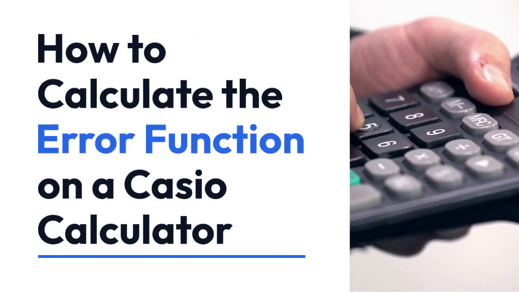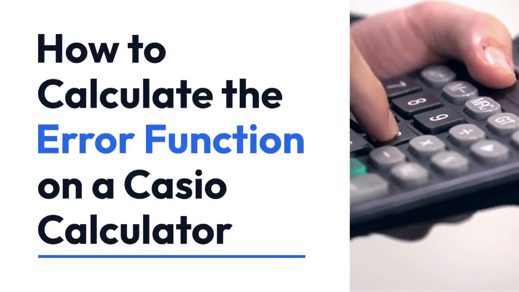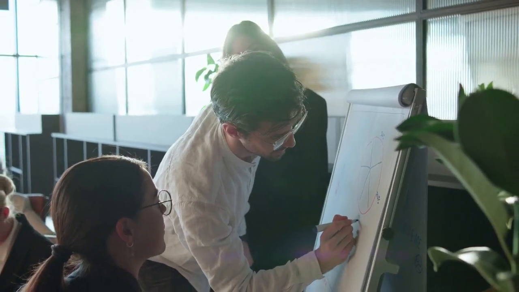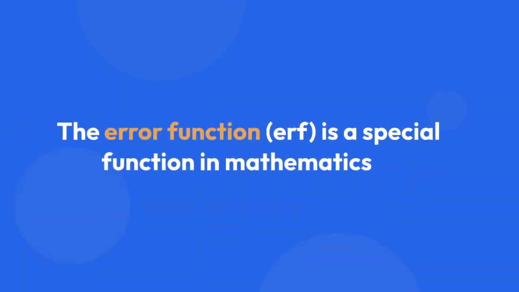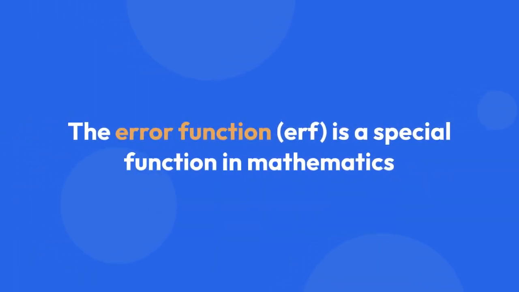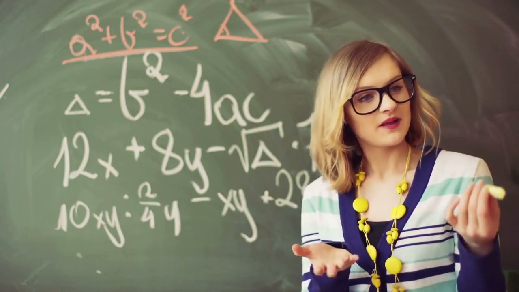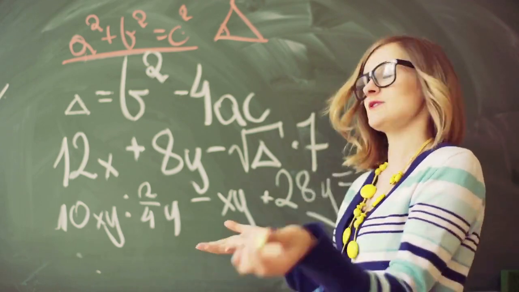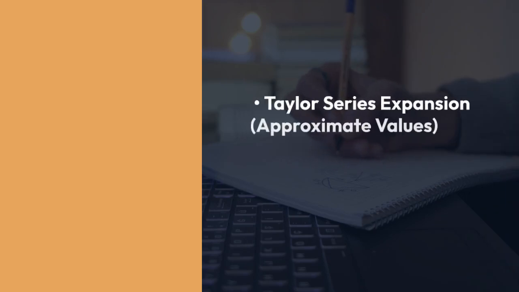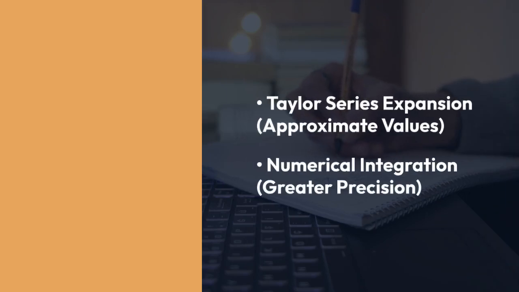We're going to explain how to calculate the error function on a Casio calculator. The error function, often denoted as erf(x), is a special function in mathematics and doesn't have a direct key on most Casio calculators. However, we can calculate it using the calculator's capabilities. There are two main approaches: using the Taylor series expansion for approximate values, or utilizing the calculator's numerical integration function for greater precision.